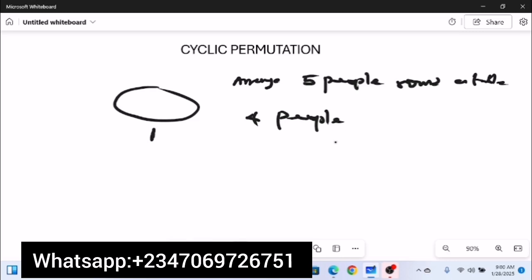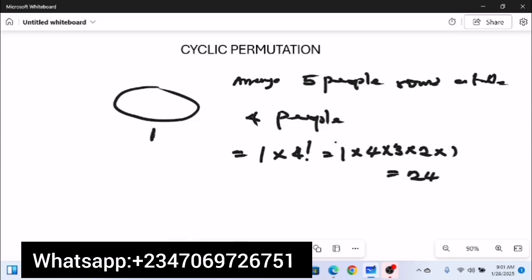So by this, you can have this to actually be equal to 1 times 4 factorial. So this is how you can arrange 5 people around a table. You keep one person fixed simply because a table is a cycle, it has no beginning, it has no end. So the only way you can do this is by holding one person as a reference point. So you keep it fixed, then arrange the other 4 people. So that means 1 times 4 factorial. So this is going to be equal to 1 times 4 times 3 times 2 times 1, which still remains 24 ways. So we can arrange 5 people around a table in 24 ways.